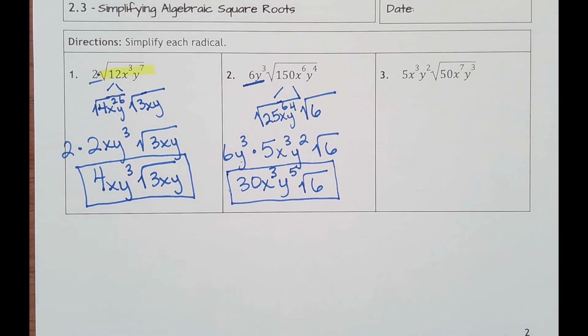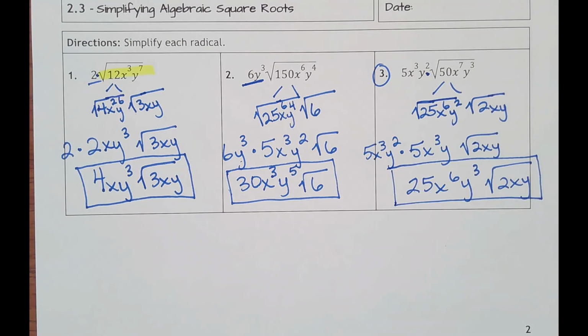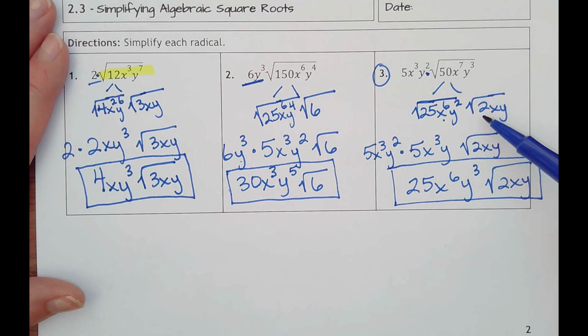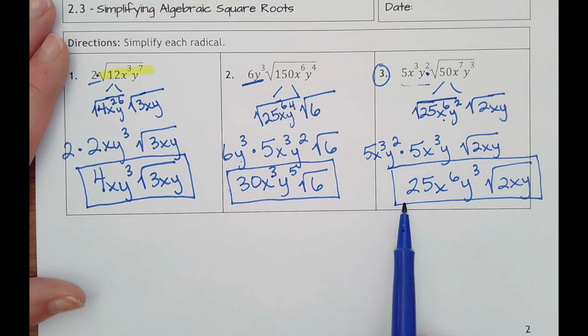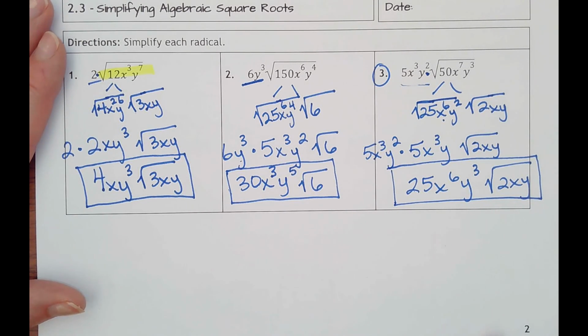Okay, and then number 3, why don't you pause and try that one. Okay, check your answer. You should have split this into 25, x to the 6th y squared times 2xy. Square root of 25 is 5, 6 divided by 2 is x cubed, 2 divided by 2 is just y, and then bring down this monomial to multiply. 5 times 5 is 25, add your powers, and you have leftover square root of 2xy.